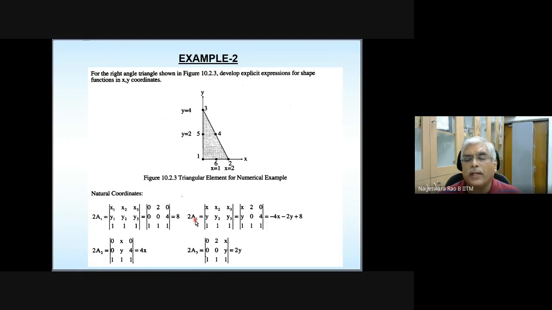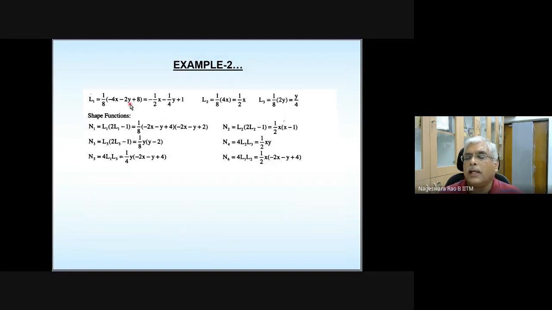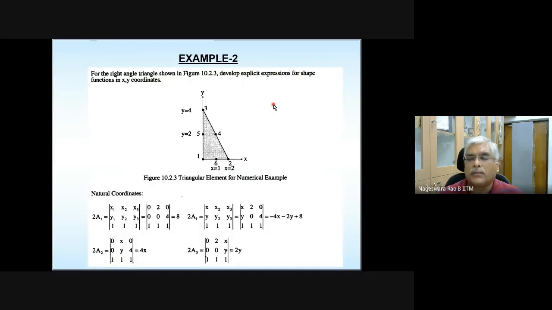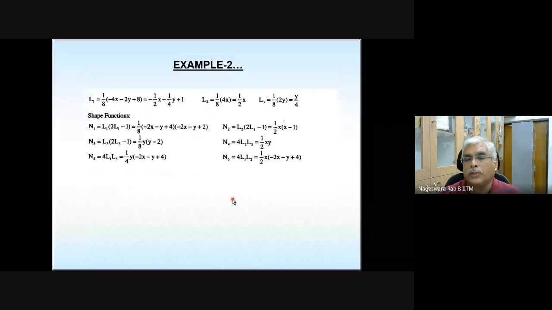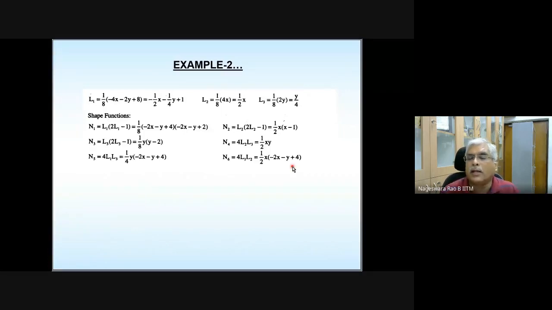Or 2A1, 2A2, 2A3, they are calculated. And then once you have that, L1, L2, L3 are calculated. Once you have L1, L2, L3, you know the expressions for N1, N2, N3, N4, N5, N6 in terms of L1, L2, L3. So you can easily substitute that and get the expressions for N1 to N6. Okay?